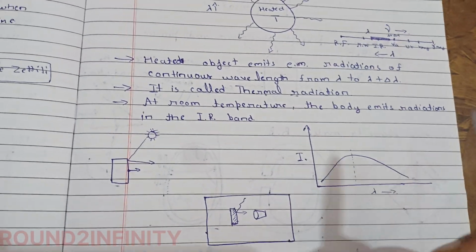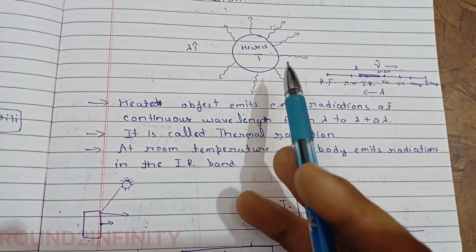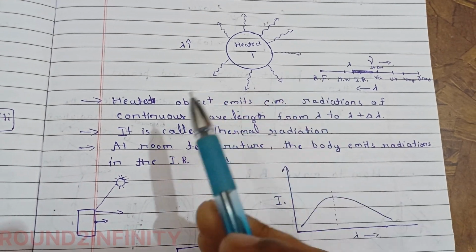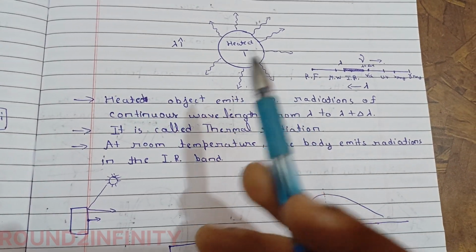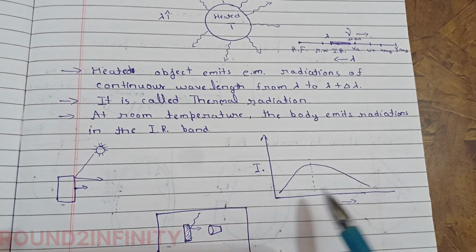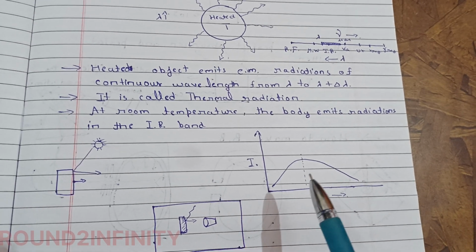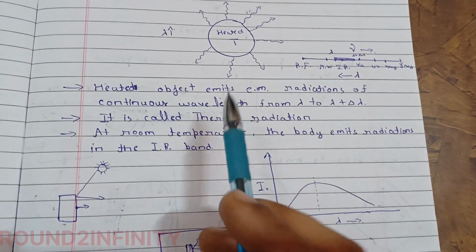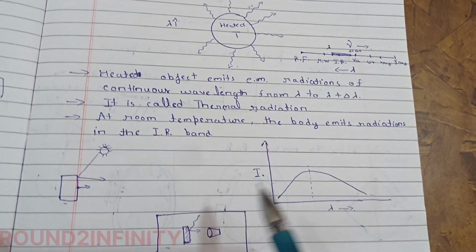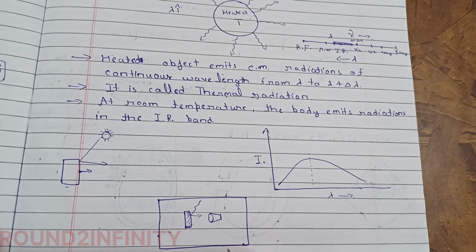Now see, we know that we are getting radiations in a spectrum, but how do we get that spectrum? We know about this graph. This is a very famous graph or plot of the spectrum of radiations coming out of a heated object. So how do we get this graph?